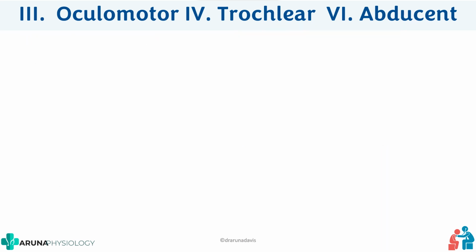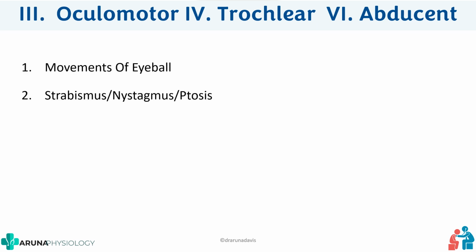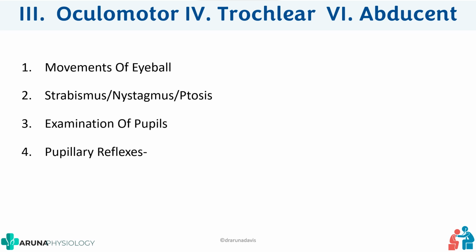Thus we've completed the examination of the 3, 4, 6 cranial nerves. We first saw the movement of the eyeball, then strabismus, nystagmus and ptosis, then how to examine the pupils and pupillary reflexes.